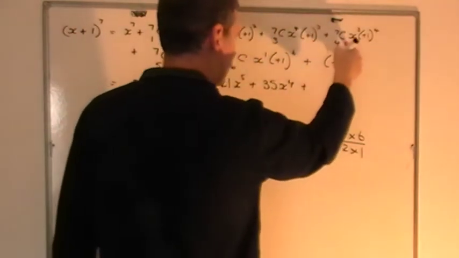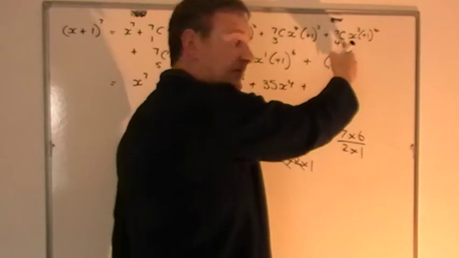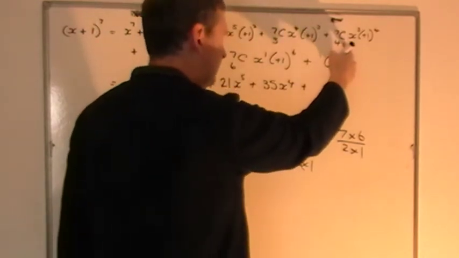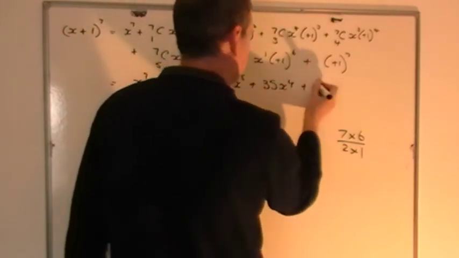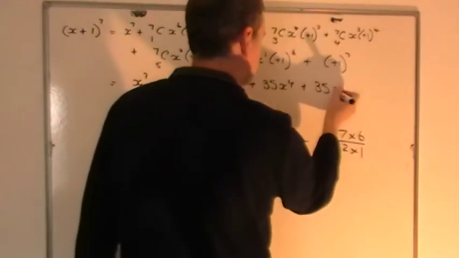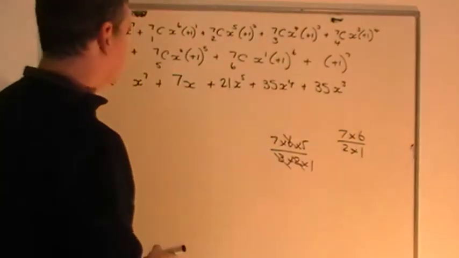Plus 7 choose 4 next. Well, 7 choose 4 is identical, from symmetry of choose coefficients, to 7 choose 3. They are the same thing. So we've just worked out 7 choose 3, it was 35. So we've got another 35, this time it's x cubed times plus 1. So it's just 35x cubed.